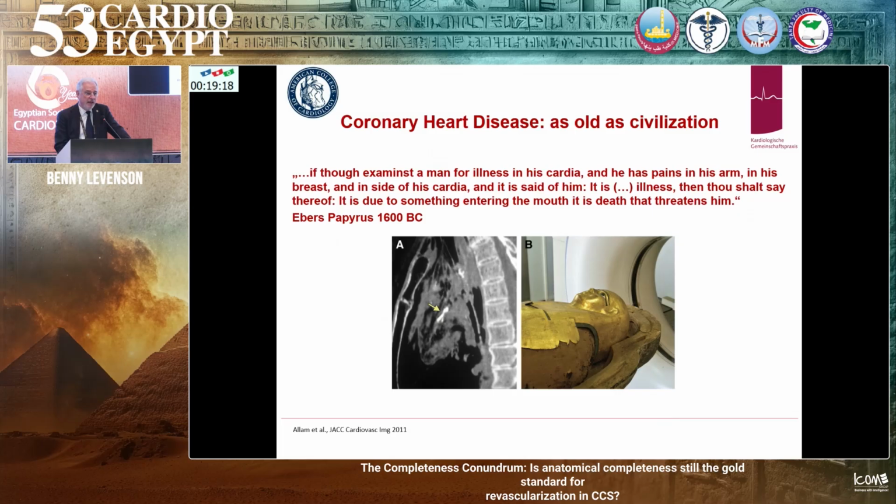So, as you all know, and we're here in Egypt, coronary artery disease is as old as civilization. This is a CT finding from a mummy showing severe calcification, but not at the quality we were just presented a few seconds ago. And the Ebers Papyrus, 3,600 years ago, said: if the physician examines a man for illness in his cardia, and he has pains in his arms, in his breast, and in the side of his cardia, and it is said of him, it is illness, then thou shalt say thereof, it is due to something entering the mouth, it is death that threatens him. So almost 4,000 years ago, the same problem we are facing today.